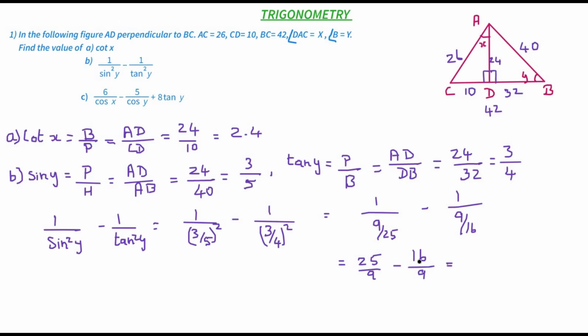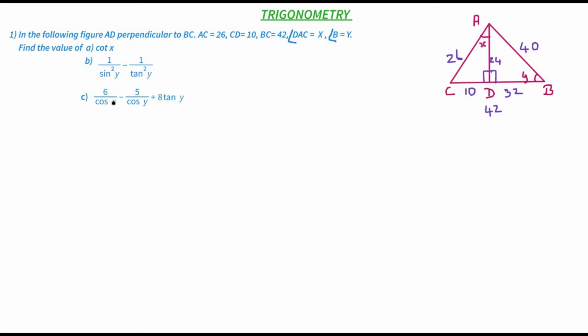So 25 minus 16, which is 9 again. So 9 by 9. So the answer is 1. So the answer for 1 by sin square y minus 1 by tan square y is 1. Now let's find out for the C question, which is 6 by cos x minus 5 by cos y plus 8 tan y.